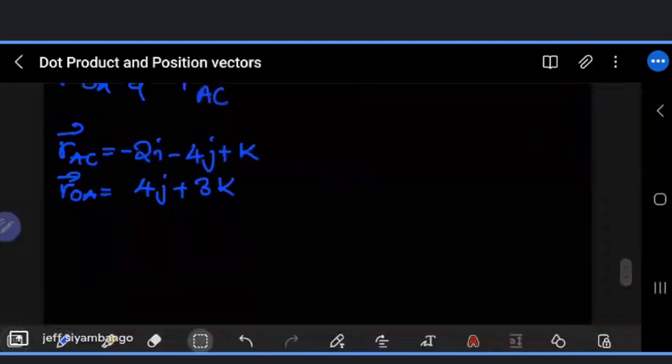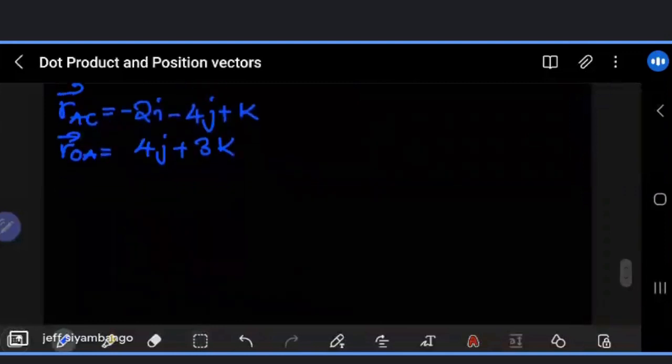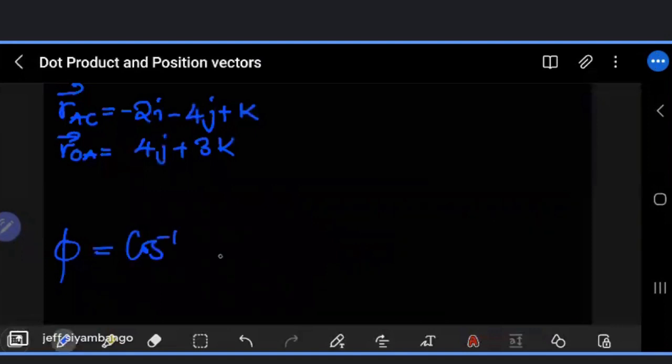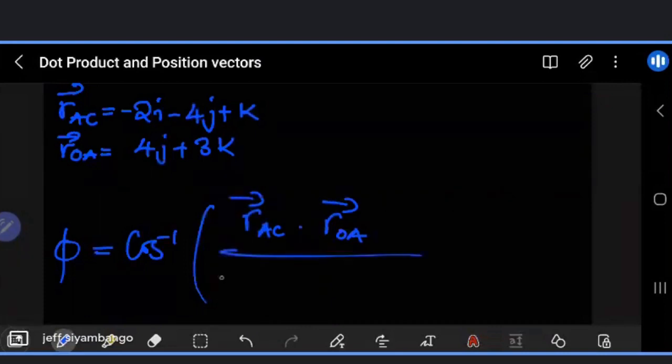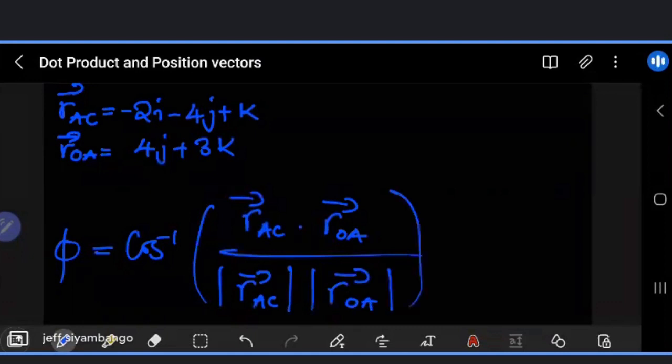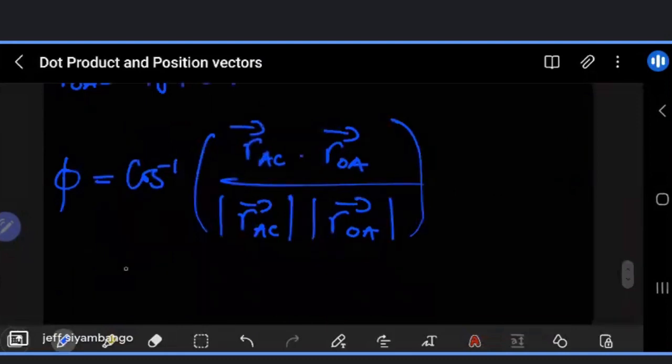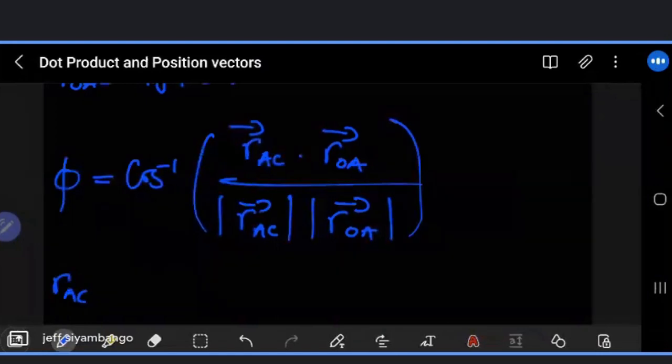Okay, now to get the angle between them, we're still going to use the same approach. We'll go right ahead and say the angle between them. Now that angle is labeled as phi. This is going to be cos inverse of the dot product of AC and OA, and again, the order doesn't matter here, divided by their magnitudes. So let's get the dot product. That's RAC dot ROA.